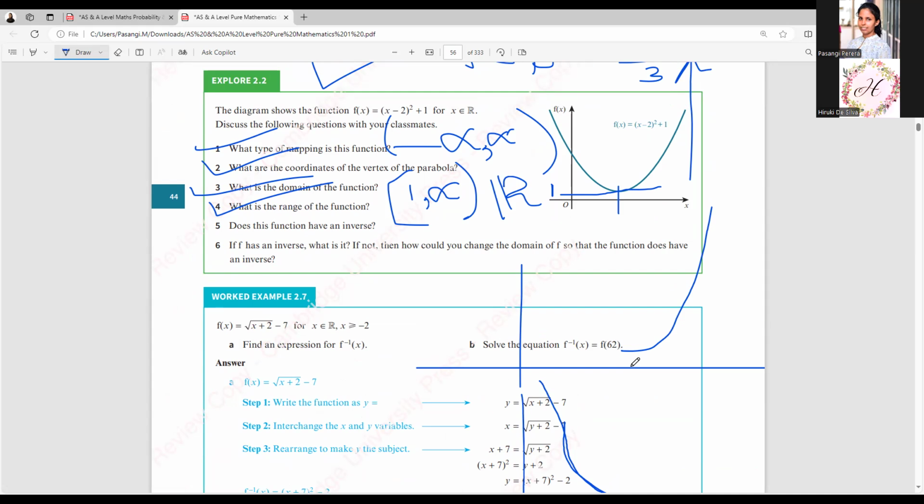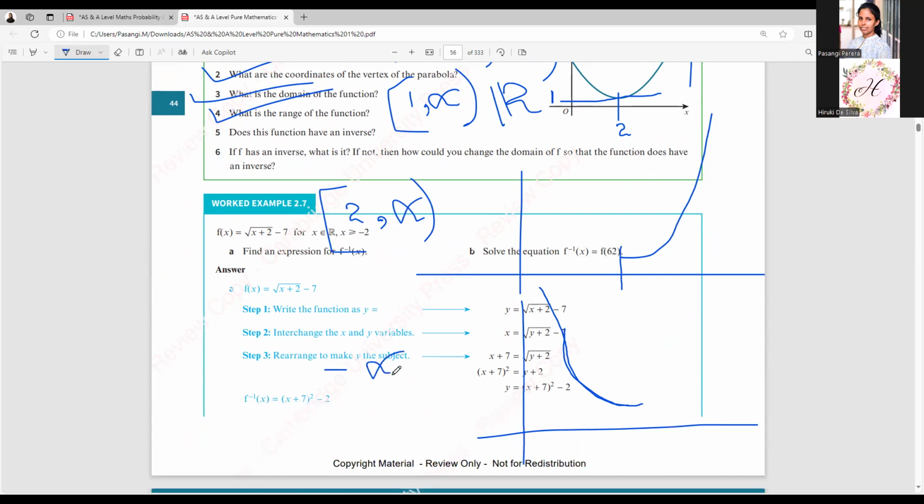What do you think? Domains means the input values, the set of input values. So one method is the midpoint, or the vertex, where x is equal to 2. We can consider it from 2 to positive infinity, or else we can say minus infinity to 2. That means x is greater than or equal to 2, or x is less than or equal to 2.